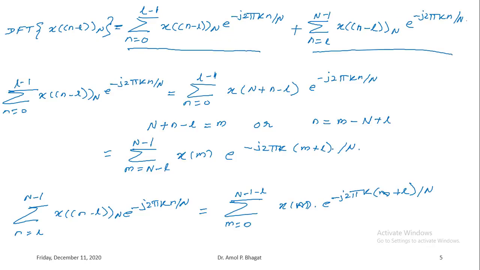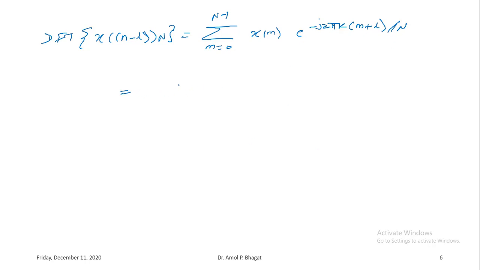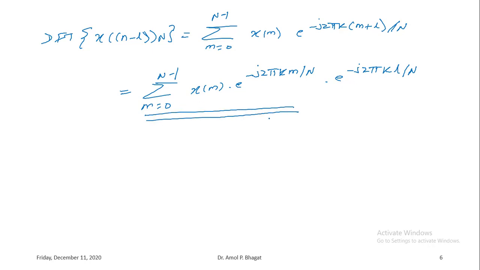As these are periodic signals, m plus l minus n will be the same, it will be repeating, therefore we have taken only m plus l. So if you observe this, again summation m equals 0 to n minus 1, x of m into e to the power minus j 2 pi k m by n, multiplied by e to the power minus j 2 pi k l by n. This is nothing but the formula for DFT. So you can replace it with capital X of k multiplied by e to the power minus j 2 pi k l by capital N, as it is.